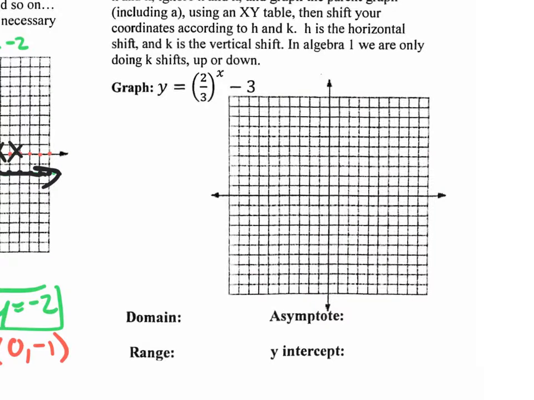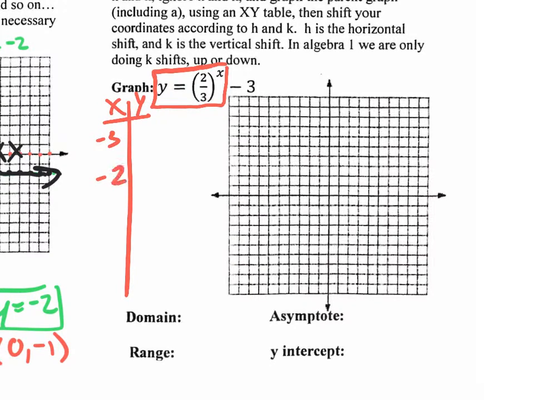So right here, we're going to ignore h and k, which there is no h, but in Algebra 2 there is. And we have this boxed-in equation. We're going to make an xy table for that boxed-in equation. We're going to use consecutive integer inputs: -3, -2, -1, 0, 1, 2, 3. And we're going to plug in some easy numbers.